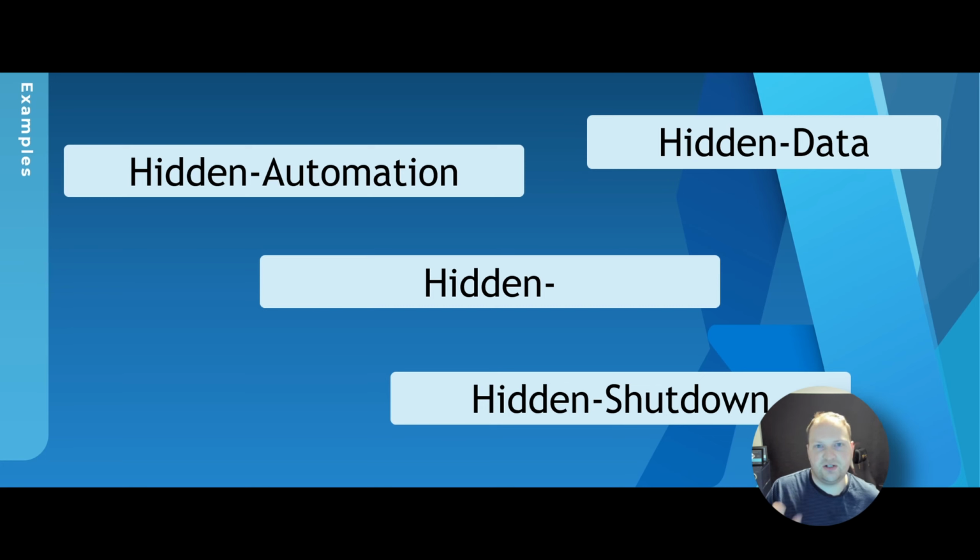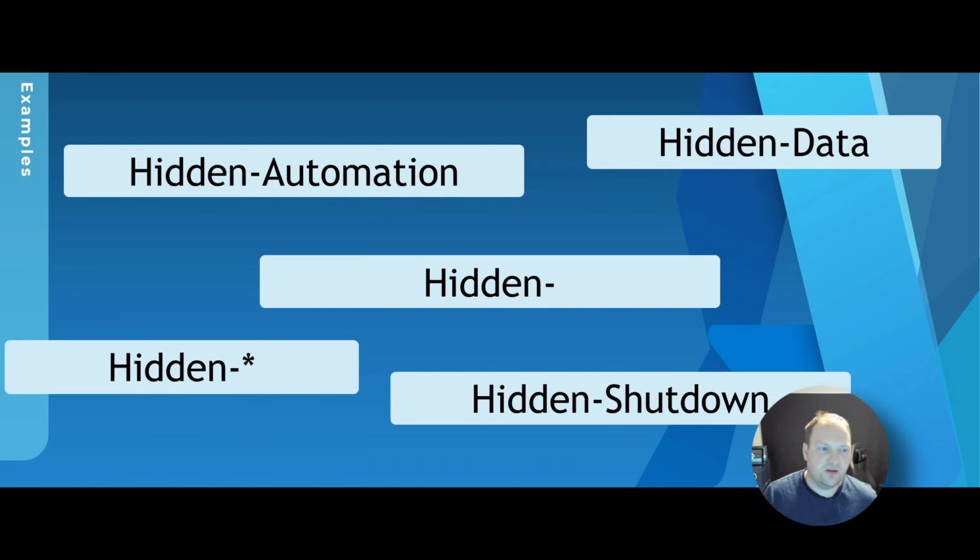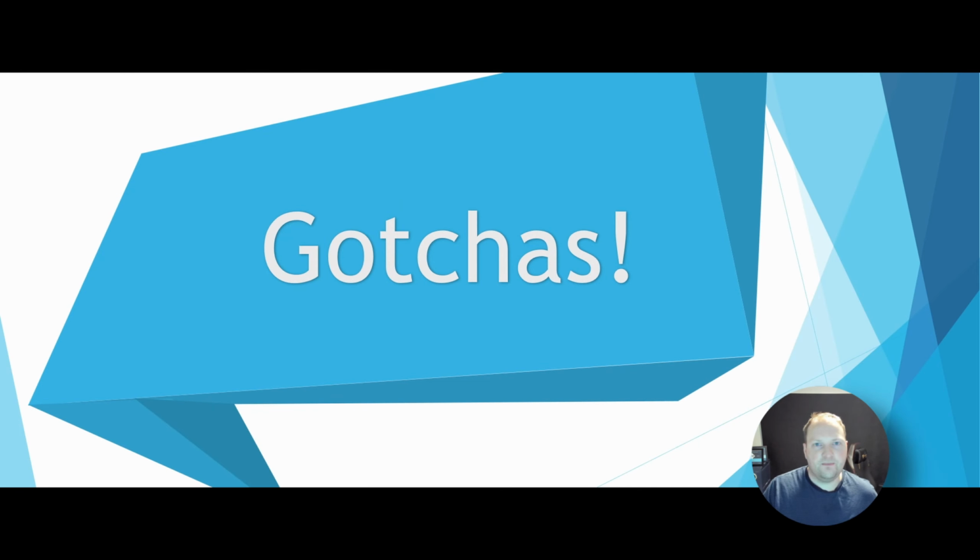So hidden dash data as the value, and then the key could be free text. So a string of information that you can then pull out later that may not be directly visible to people that have read access into the Azure portal unless they go into the JSON view as alluded to earlier. So yeah, anything. But there is a couple of gotchas that you need to be aware of.